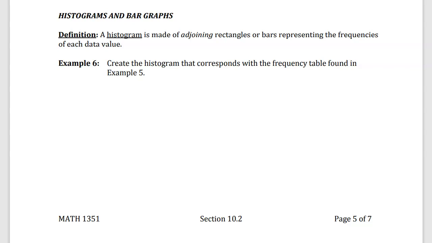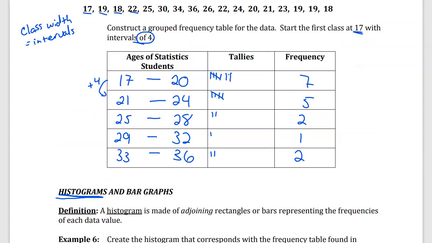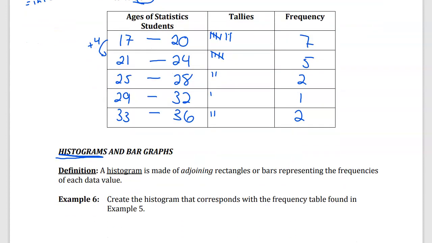We are now going to create what is called a histogram for the data that we created in the previous example, and that data was the grouped frequency distribution. Now, a histogram is made with adjoining rectangles or bars that represent the frequencies. Adjoining means they're connected. There's no gap between the rectangles, and the reason why there's no gap is because the data is continuous.